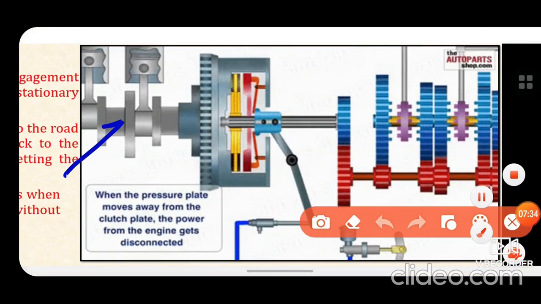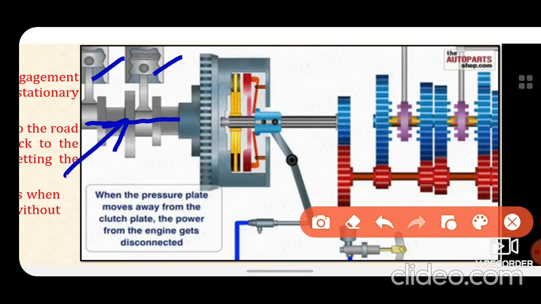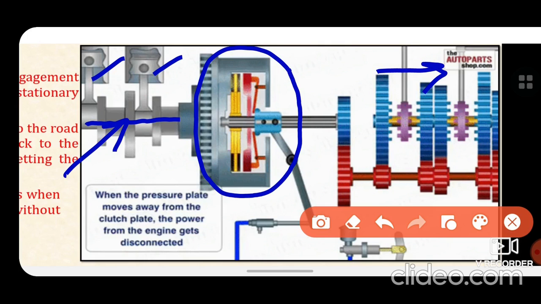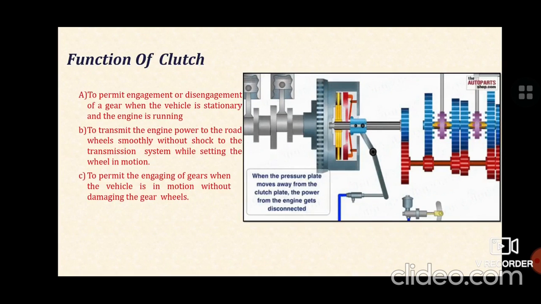This part is the engine part. These are the cylinders producing power, and this shaft transmits the power to the transmission system. Here this is the clutch mechanism that we have discussed. So how does it revolve and transmit the power? We'll focus on it.